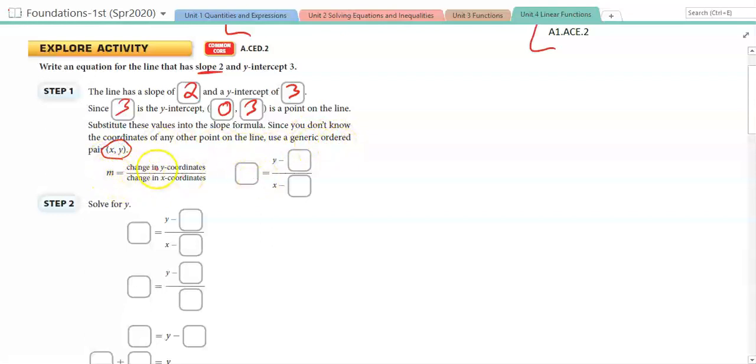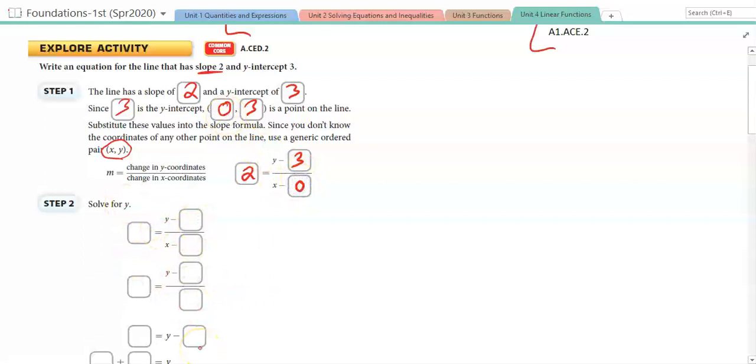So remember, m is equal to the change in y over the change in x. And so our m, what do we have for the m? Well, we said the slope was what? 2. And so we're going to get y minus what? Well, my y value is 3. And then x minus what? My x value is 0. Okay. And so now we're going to solve this for y.